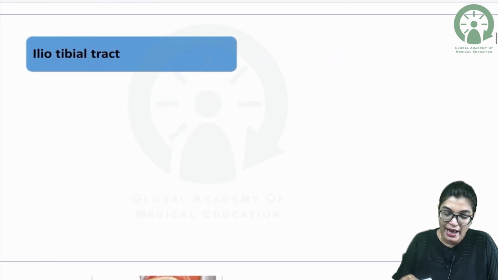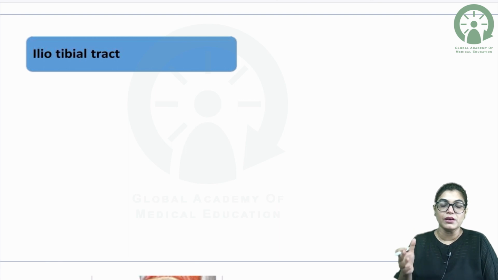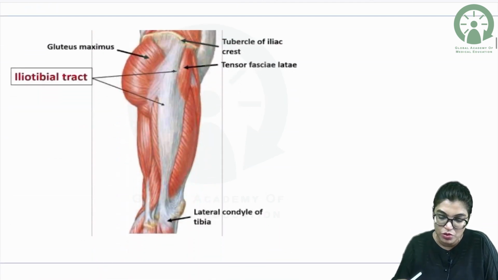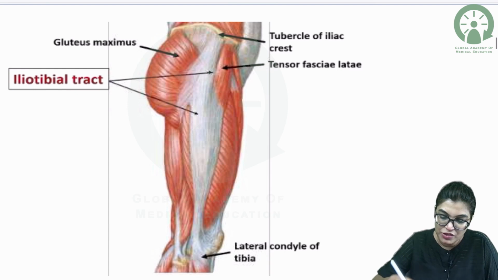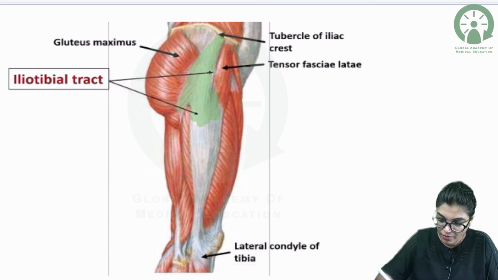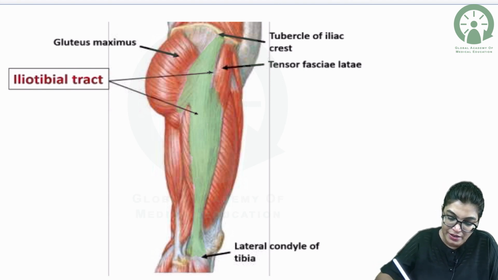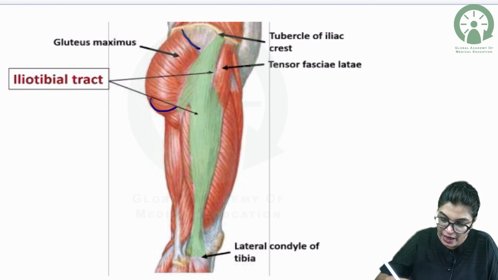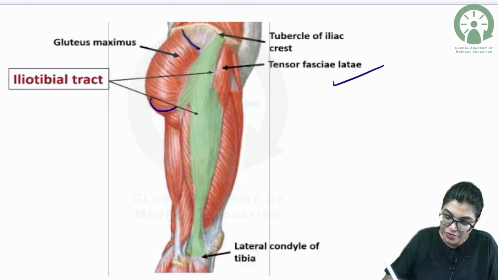Iliotibial tract, as I told you, is a modification of deep fascia, and two muscles are inserting into it. One is tensor fascia lata, another is gluteus maximus. Firstly, I want you to see this image. You can see this is the iliotibial tract, which I am highlighting with green color. What you can appreciate in this diagram is that the gluteus maximus muscle and also the tensor fascia lata are inserting into this iliotibial tract.